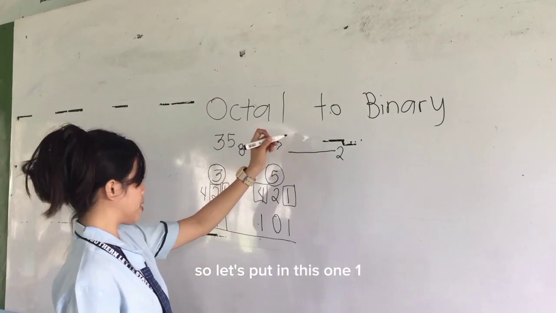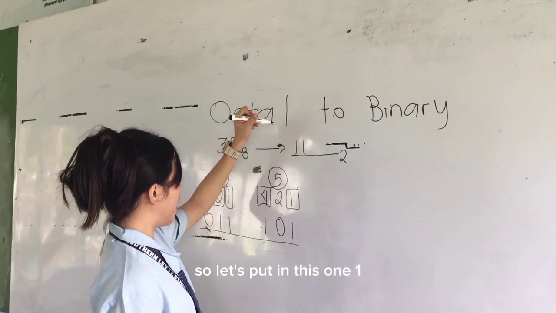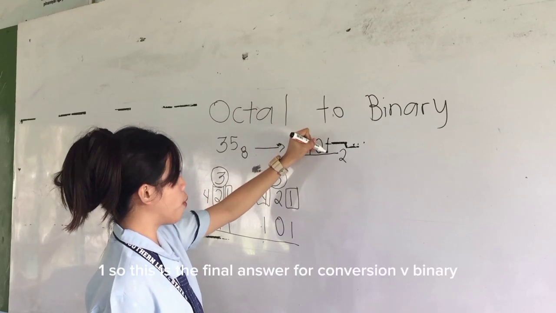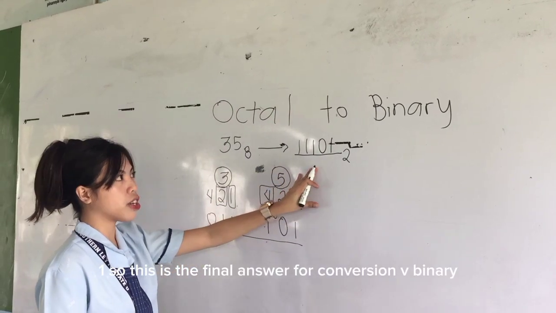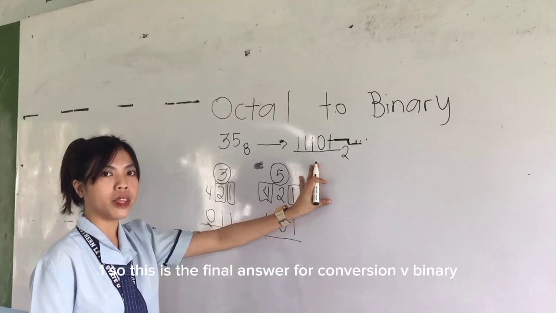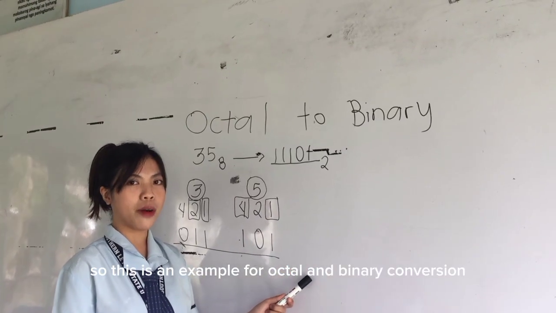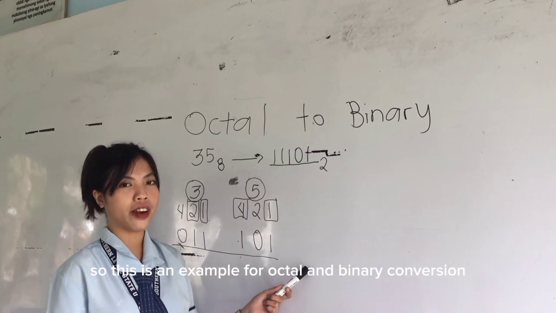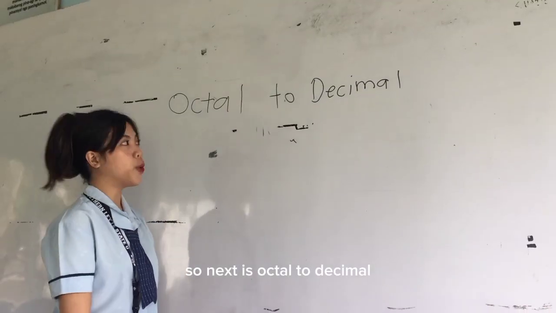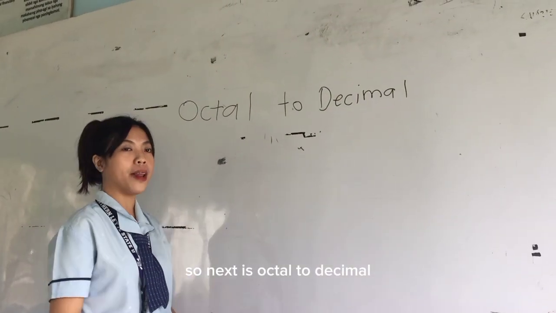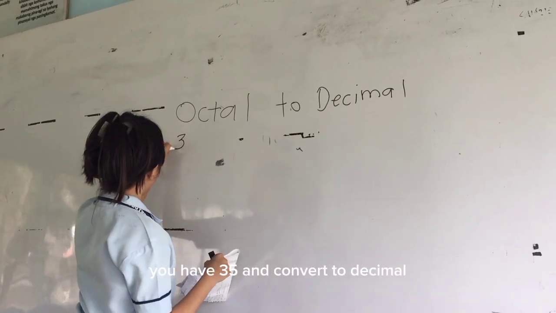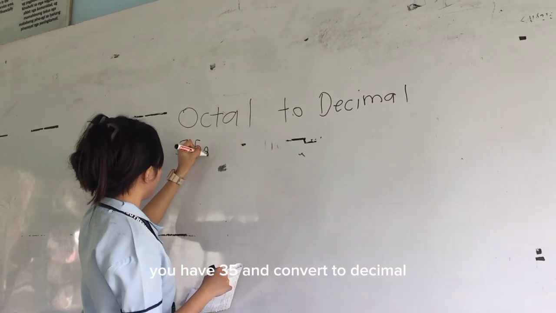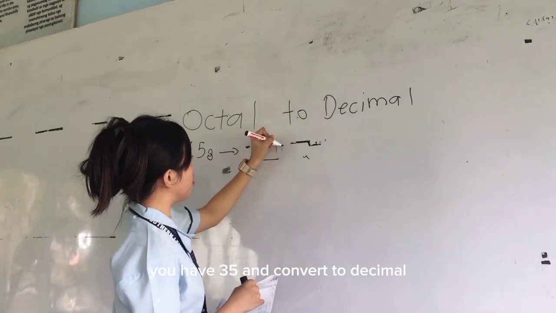So let's put in this. 1, 1, 1, 0, 1. So this is the final answer for the binary conversion. So this is an example for octal and binary conversion. So next is octal to decimal. For example, you have 35 and convert to decimal.